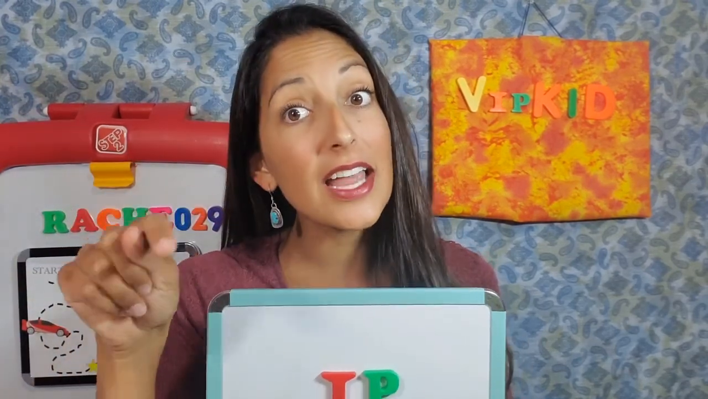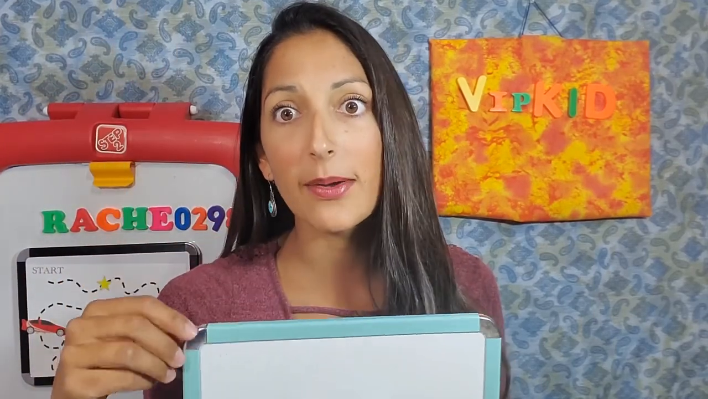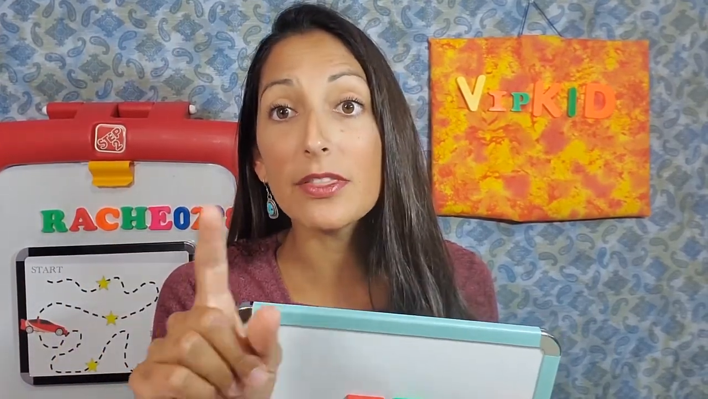Key thing here, it says to have the student circle the word. So you want them to have the action of circling the word. Here's how I would teach it. I would underline ip on the screen or circle it on the screen. Use that underline tool.